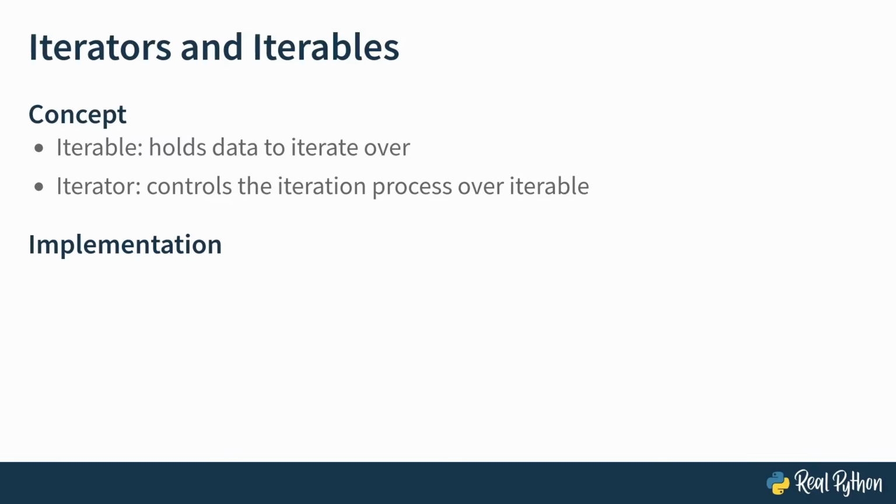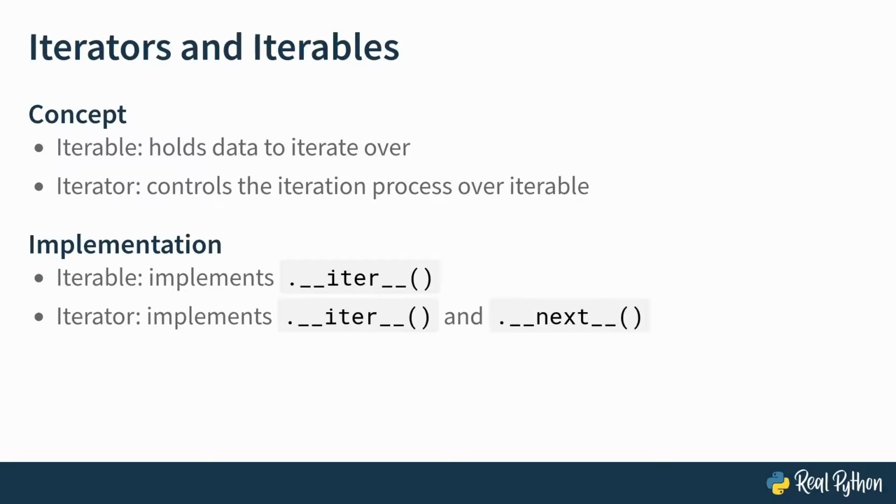Okay, so what does that mean in terms of implementation? Well, in terms of implementation, an iterable implements the __iter__ special method. An iterator then implements the __iter__ and the __next__ special methods. Now, if you need a little bit more help with this, I include a link to a Real Python tutorial that explains iteration in a bit more detail.